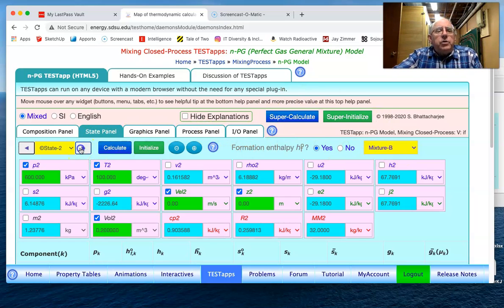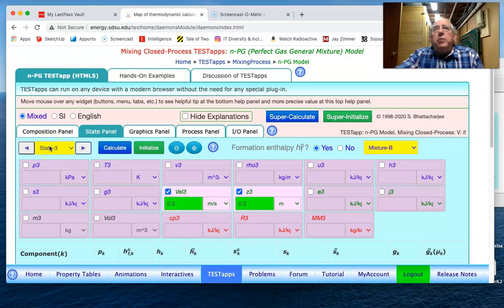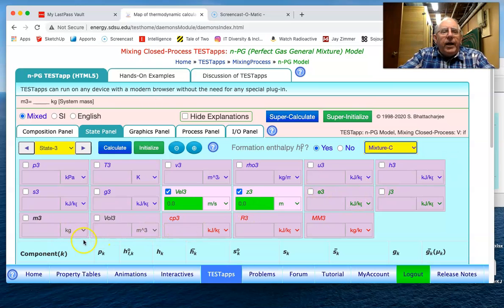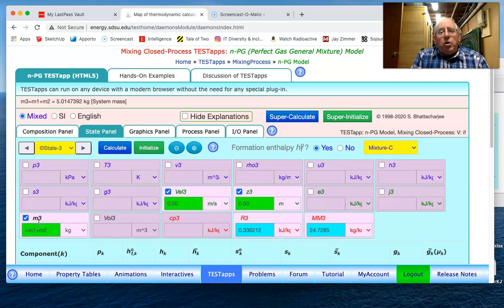And so we're going to go to state 3, which is going to be mixture C. We're going to select mixture C. Now, what do we know about mixture C? We know that the combined mass is mass 1 plus mass 2, because mass 1 corresponded to the CO2 and the H2 that was in the left-hand tank, and mass 2 was the oxygen that was in the right tank. And so we know that.